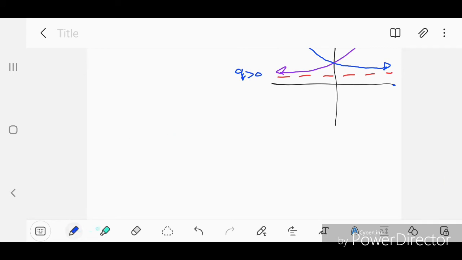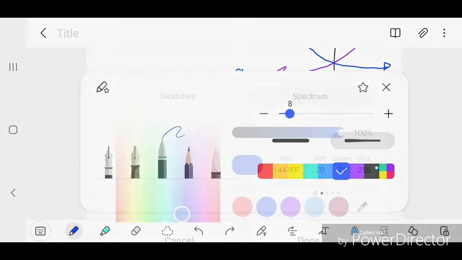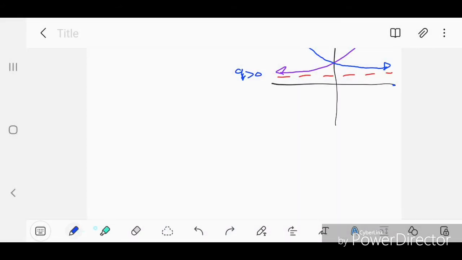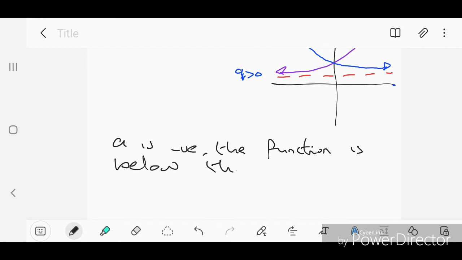Now when a is negative, the function is below the asymptote.